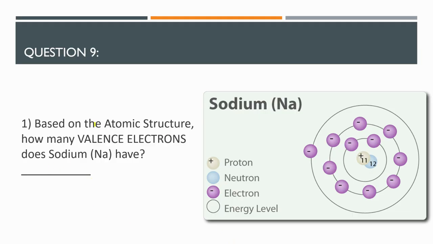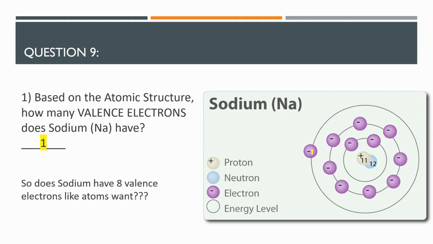If we look at a couple of examples here, based on the atomic structure, how many valence electrons does sodium have? Sodium has 11 protons, which means it's going to have 11 electrons. So 2 go on the first ring, and then we put 8 on the next ring, and that would be 10. And so our 11th electron goes out here on the next ring, okay? So valence electrons are the ones on the outside. So how many valence electrons does sodium have? It's that little dude right there, okay?